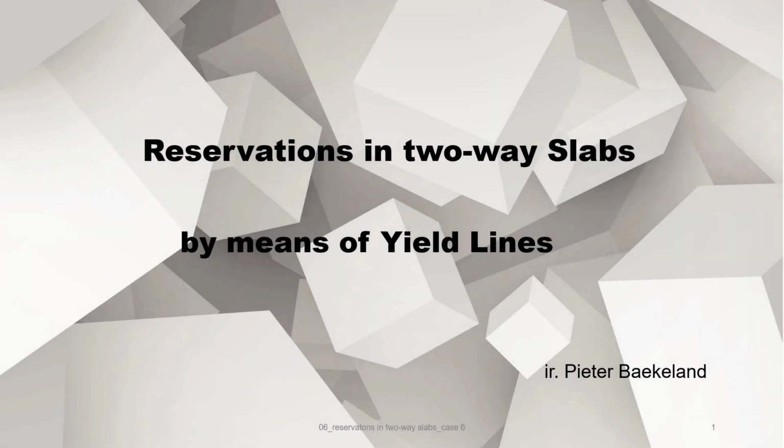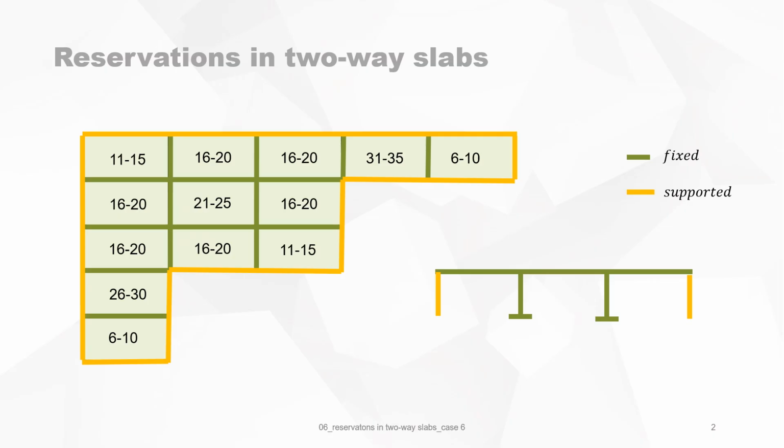This is video 6 in the playlist Reservations in Two-Way Slabs by Means of Yield Lines. We will handle case 6, which is a slab where on one side the end is fixed and the other three sides are simply supported. And for those types of slabs we will handle 5 different types of reservations in the slab.